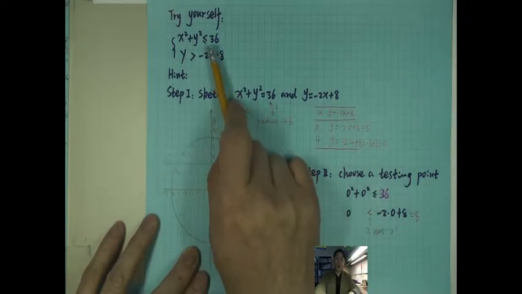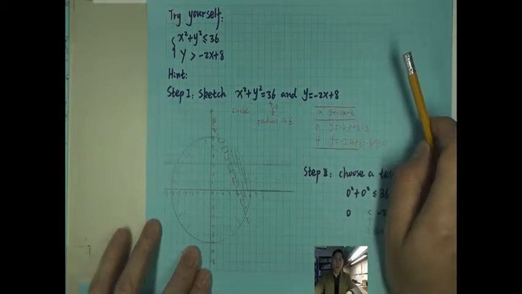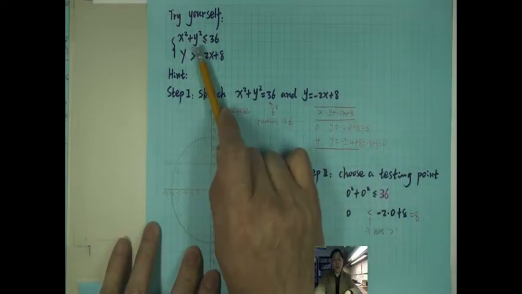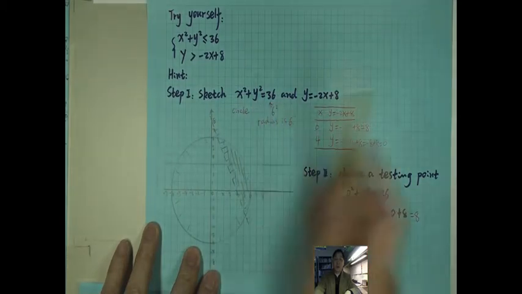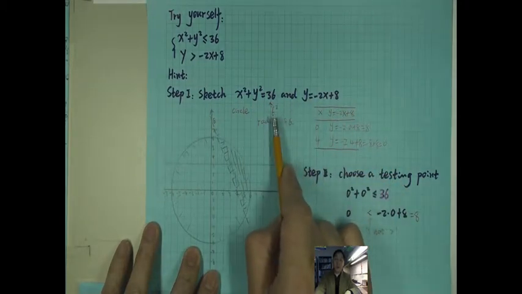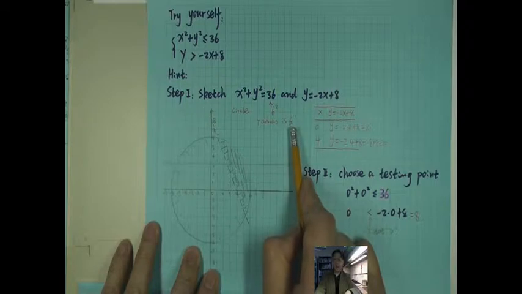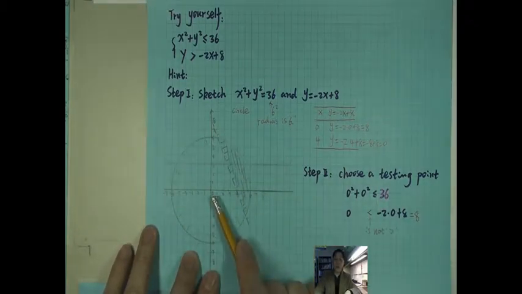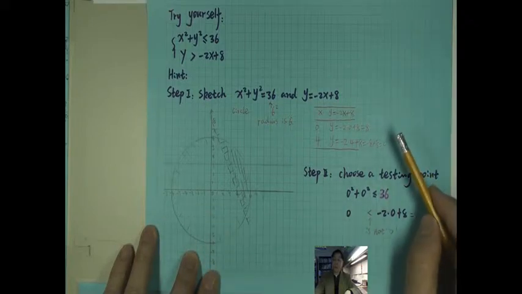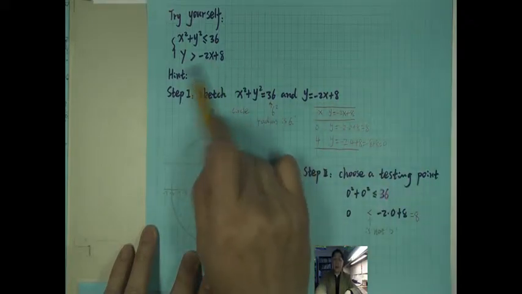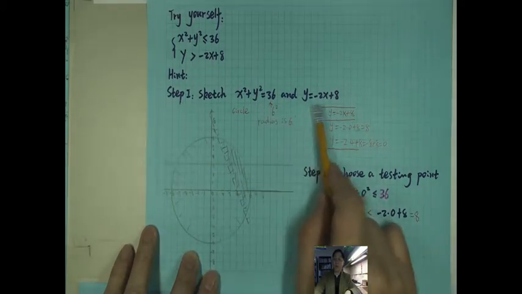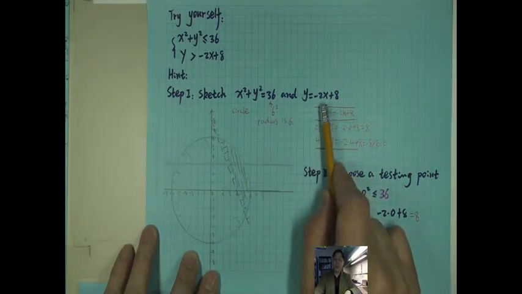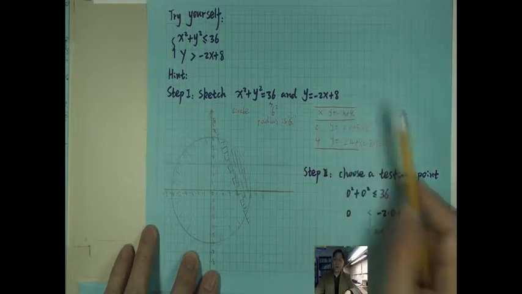Step 1 is always draw the equations. So x squared plus y squared equals 36. 36 is 6 squared, so the radius is 6. The first one basically gives us a circle. The radius is 6, with the center at origin. The second one, that's the easy part, is a line. Okay, y equals negative 2x plus 8.